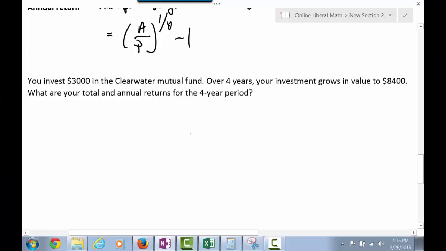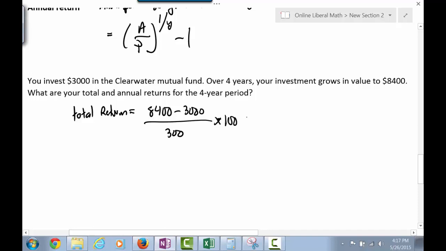You invest $3,000 in Clearwater Mutual Fund over 4 years. Your investment grows in value to $8,400. What are your total and annual returns for the 4-year period? The total return is your ending amount, so your $8,400 minus your $3,000, over the original, times 100.